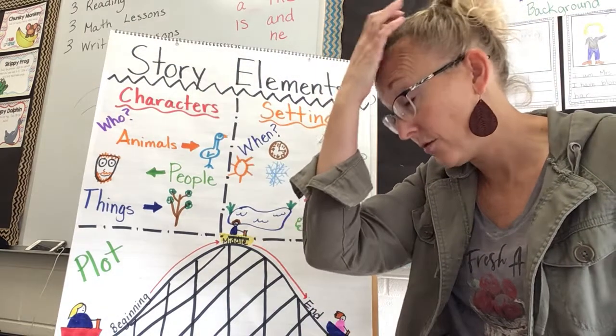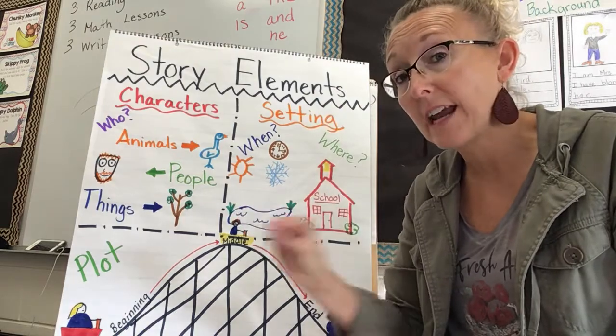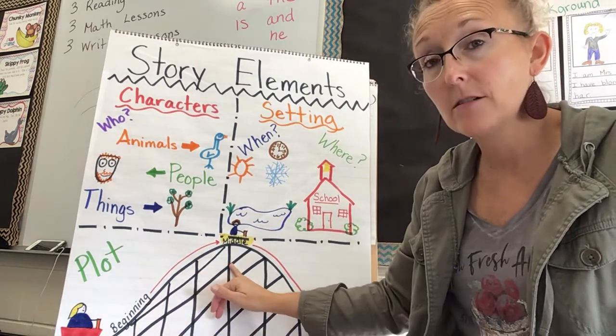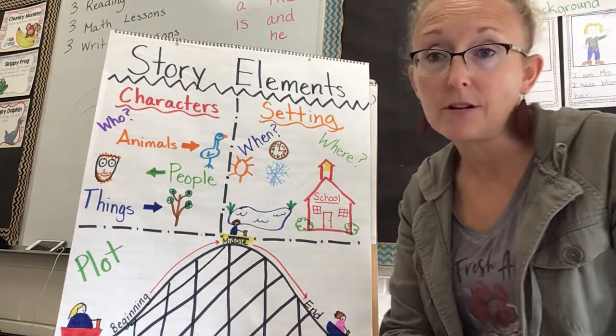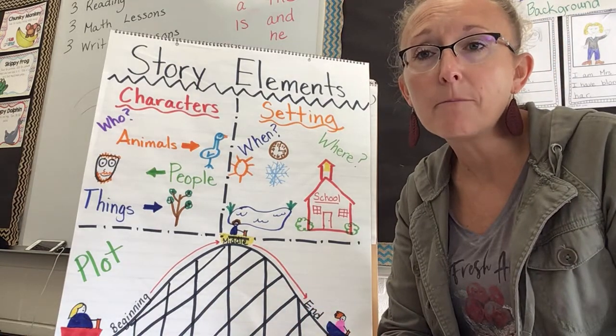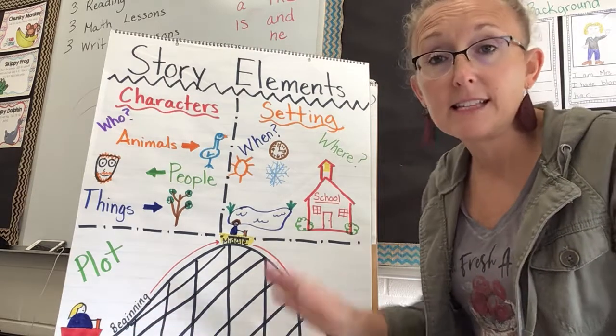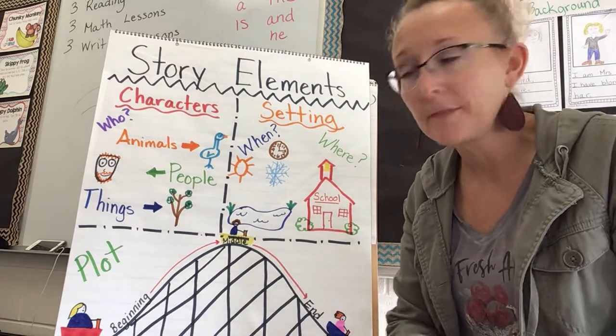And I want you to draw a picture and write a sentence about what happened in the beginning, the middle, and the end of the book, okay? I want you to use the book I pick because I'm going to try to pick one that will make this easy. All right? Okay.